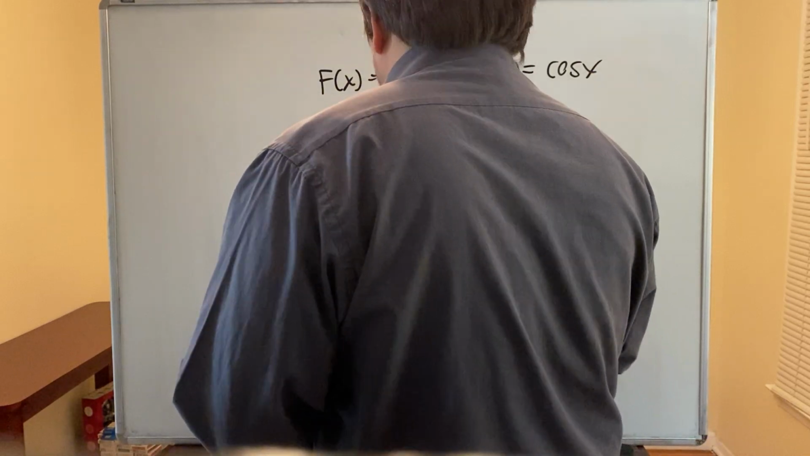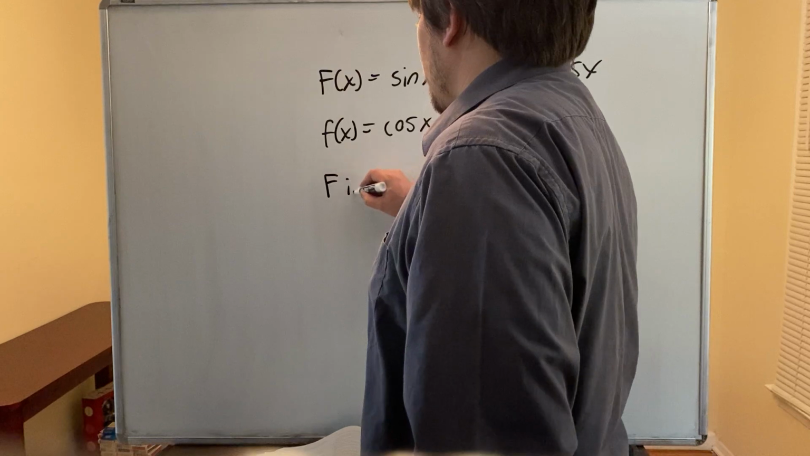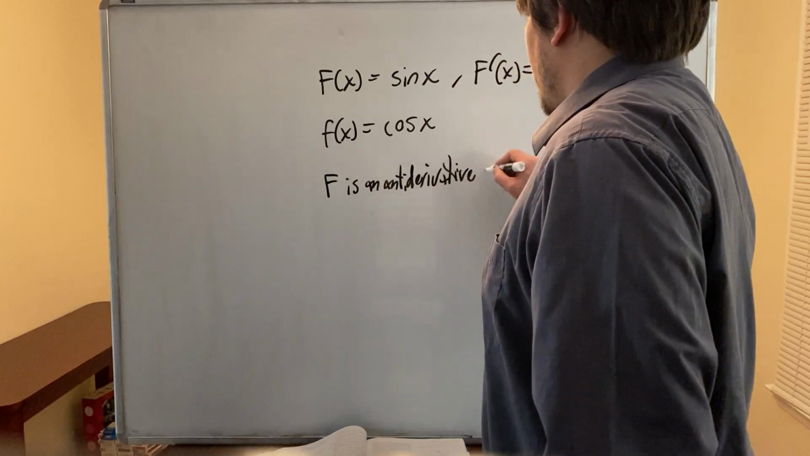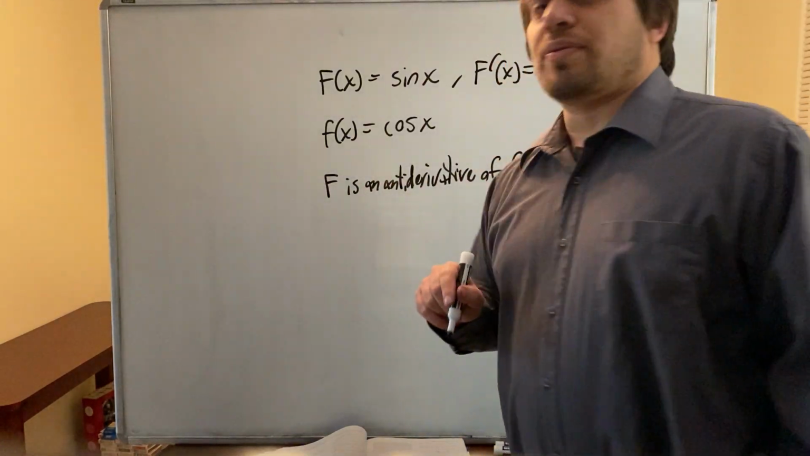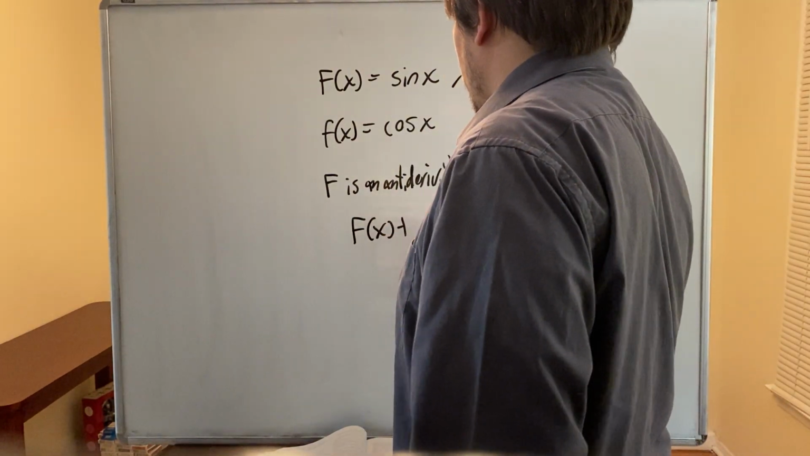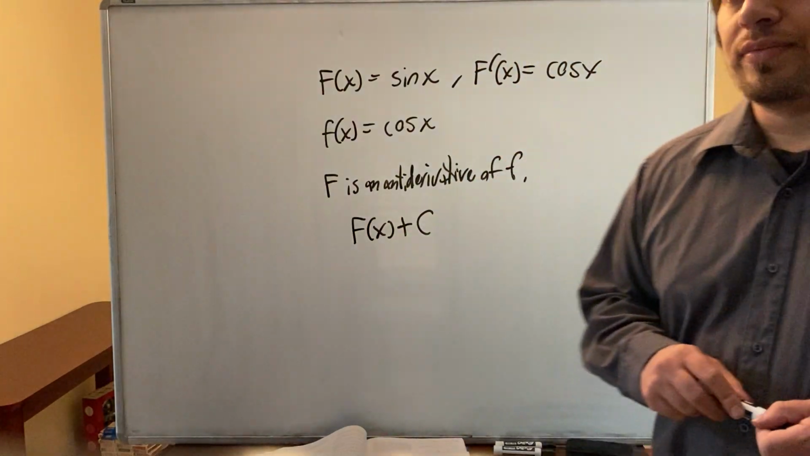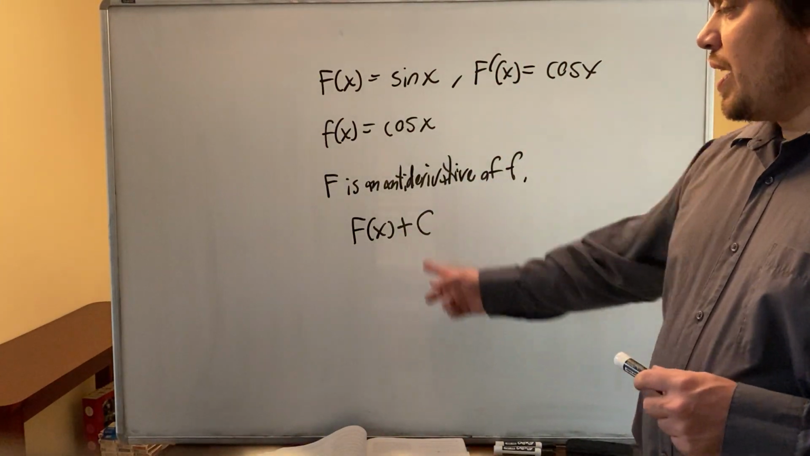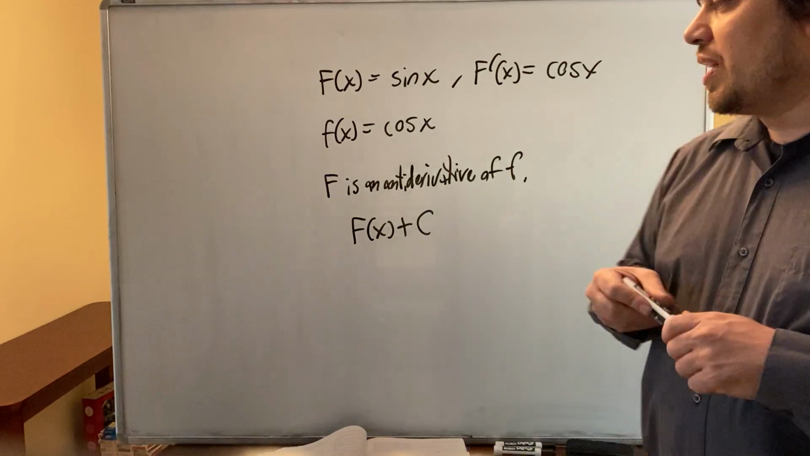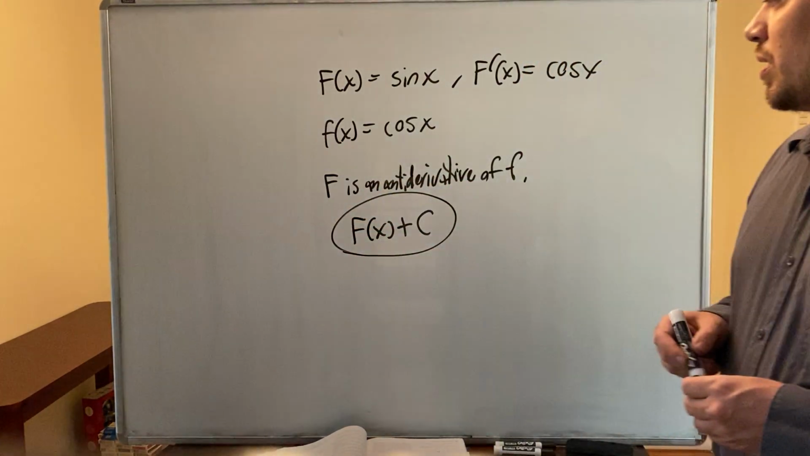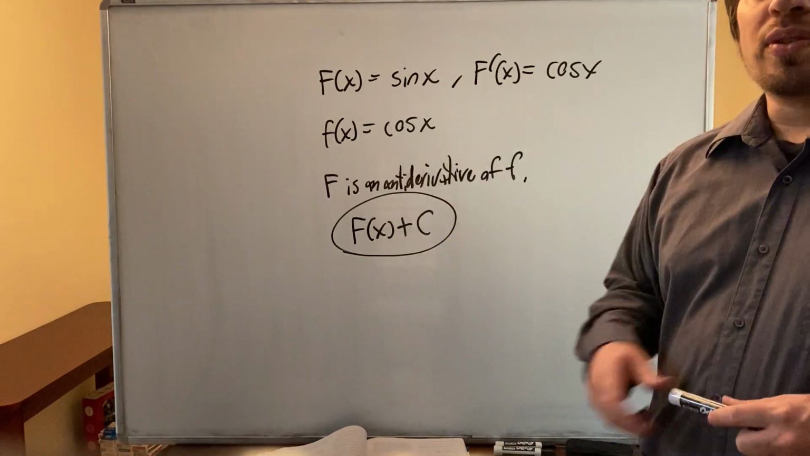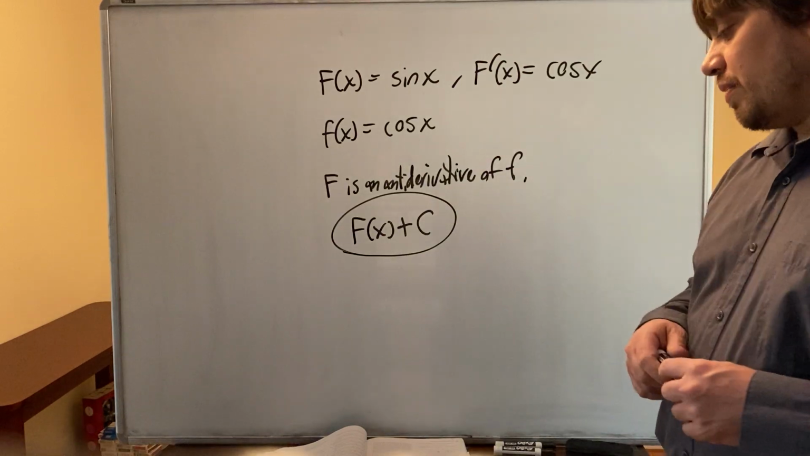If capital F is an antiderivative of little f, then the most general antiderivative is capital F of x plus an arbitrary constant c. If you add any constant to an antiderivative, you have another antiderivative. These are all antiderivatives of little f, and they're also all of the antiderivatives of little f. This is called the most general antiderivative of little f.